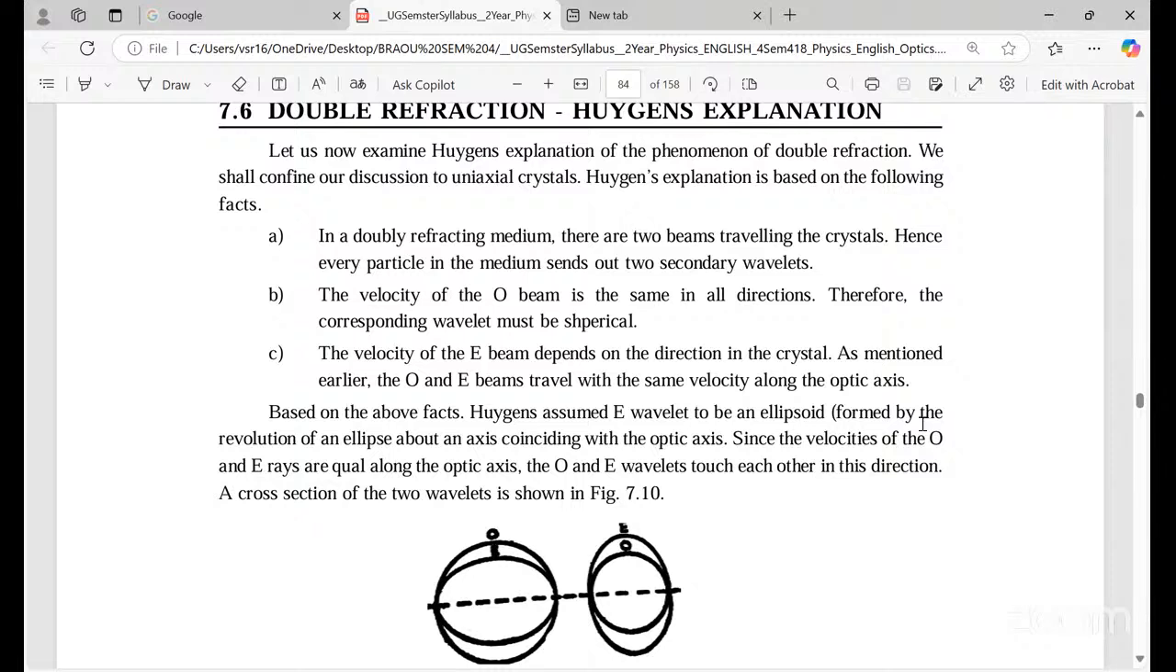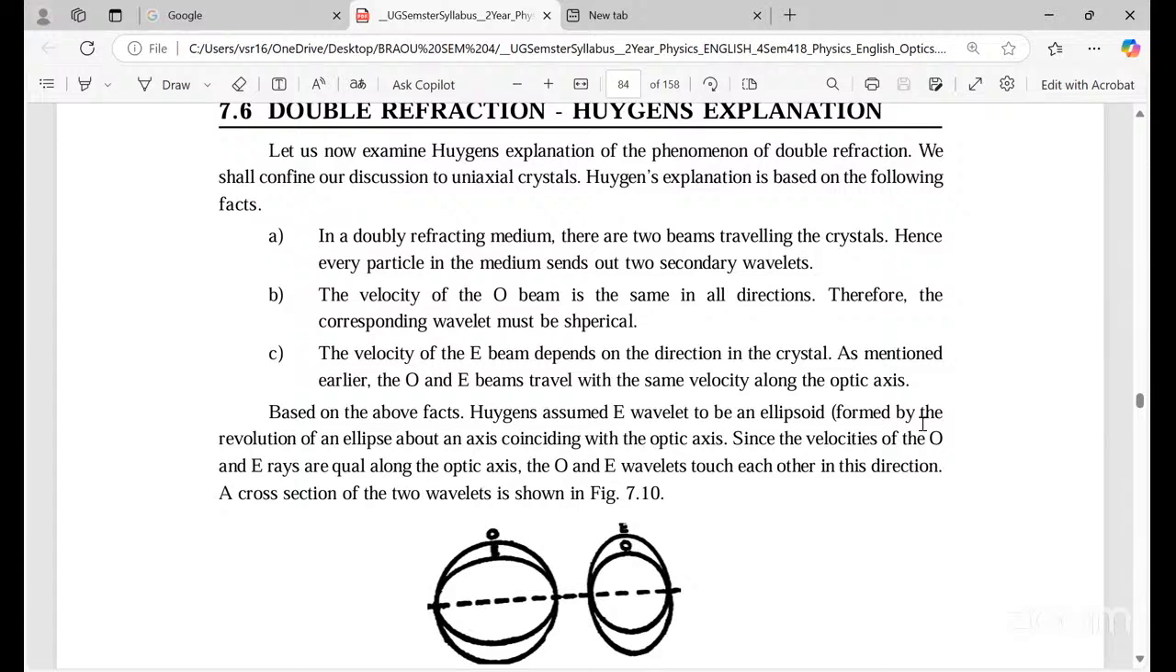We know that. And the velocity of the ordinary beam is the same in all directions. Therefore, the corresponding wavelet must be spherical. Whereas the velocity of the extraordinary beam depends on the direction in the crystal. So the ordinary and extraordinary beams travel with the same velocity along the optic axis. So based on these two facts, Huygens assumed the extraordinary wavelet to be an ellipsoid, a revolution of an ellipse about the axis coinciding with the optic axis.